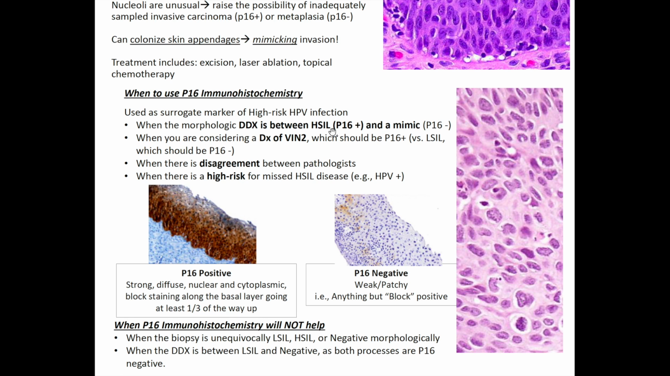So P16 immunohistochemistry will not help when the biopsy is unequivocally L-cell, H-cell, or negative morphologically, and when the differential diagnosis is between L-cell and negative, as both processes are usually P16 negative.